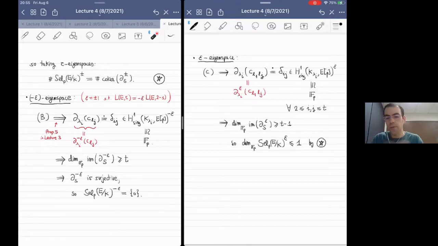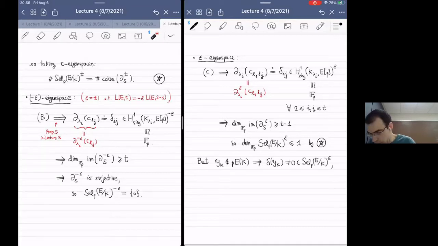But we already know an element in the epsilon eigenspace of Selmer, namely the Kummer image of y_k, and therefore that must be everything. So y_k not in p times y_k, as we're assuming, implies delta y_k is non-zero in here, and in fact it's in the epsilon eigenspace.